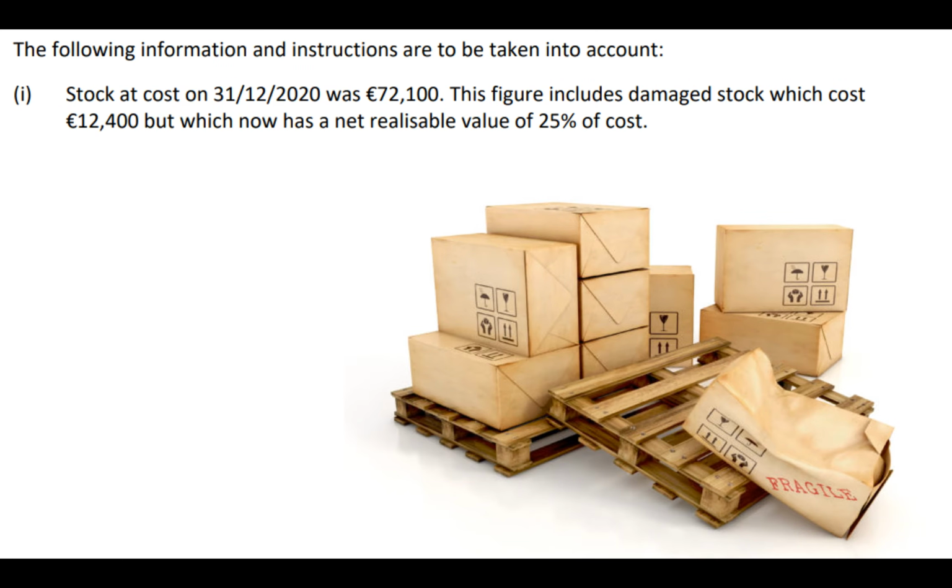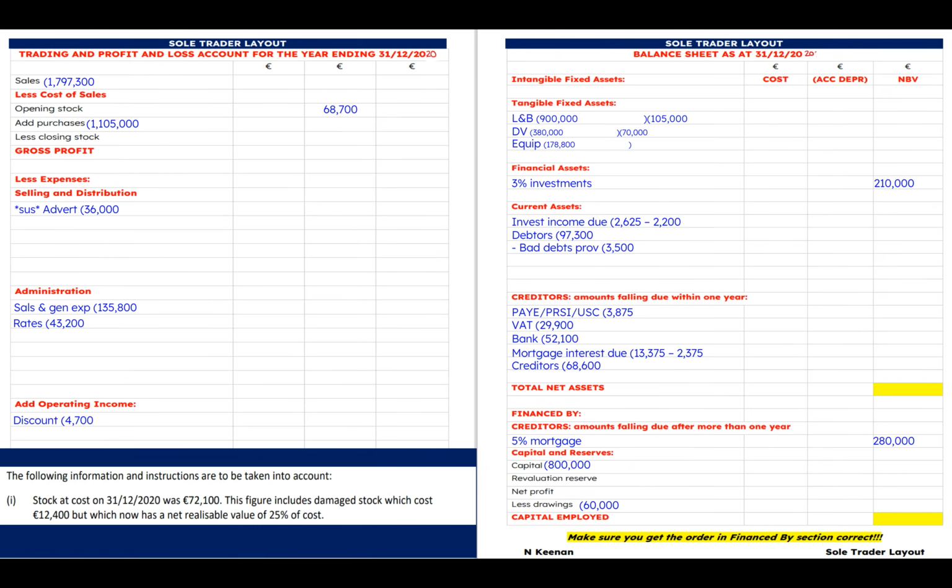So the following information and instructions are to be taken into account. Stock at cost on the 31st of the 12th, 2020 was 72,100. This includes damaged stock, which cost 12,400, but which now has a net realisable value of 25% of cost. So look, the stock isn't unusable. We can definitely sell it. It's just that the value of it has reduced. So all we need to do is show the reduction in value of it, okay?